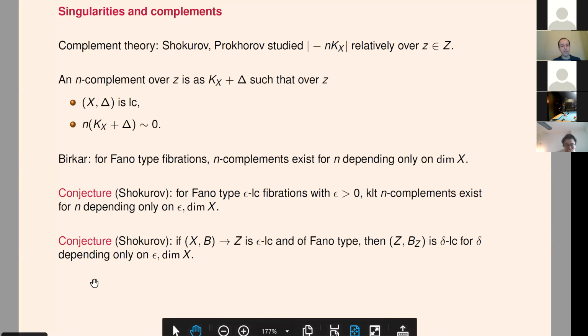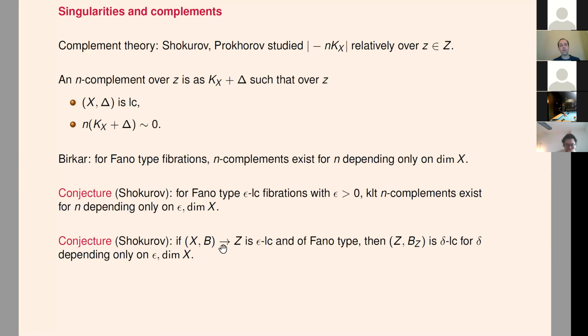Now, there is another conjecture of Shokurov, which is related to the previous one, which says that if you have a local Calabi-Yau fibration, which is of Fano type, and singularities are epsilon log-canonical, then on the base, you also define some kind of structure on the base, and the singularities on the base should also be bounded, in the sense that they will be delta log canonical for some positive delta depending only on epsilon and the dimension. Again, this is another very hard conjecture of Shokurov, even still open in dimension 3.